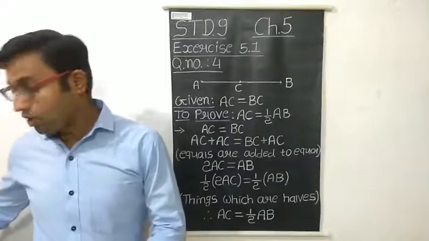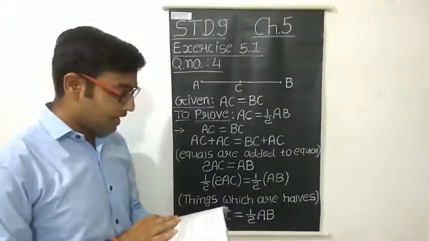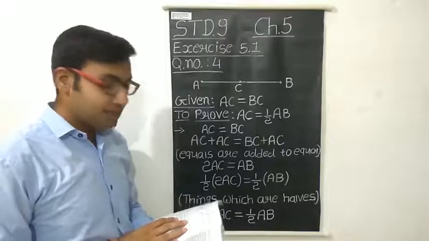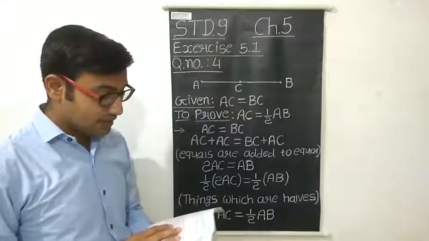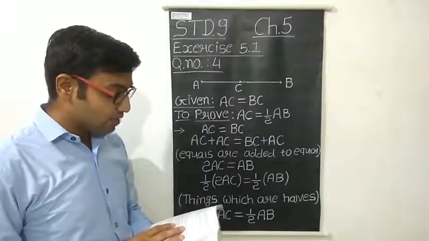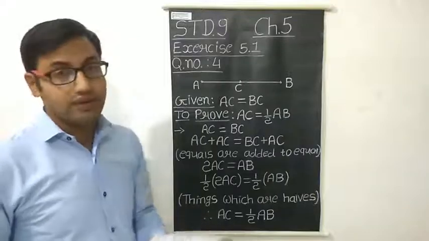Question number 4, that is, if a point C lies between 2 points A and B such that AC is equal to BC, then prove that AC is equal to 1 half of AB. Explain by drawing the figure.